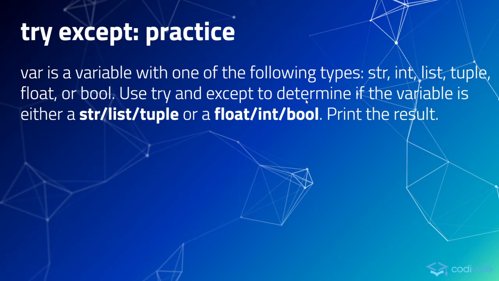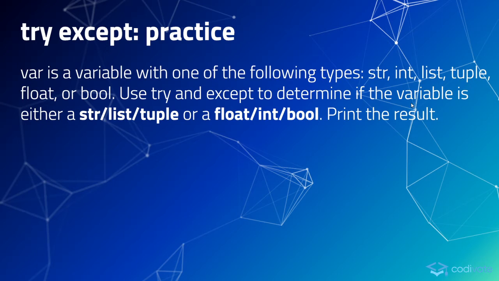You can pause the video, and if you're not sure, you can keep listening for the hint. Alright, so the hint here is: what is something that we can do with one of these groups that would cause an error if you were to do it with the other group? Because try and except is looking for the errors. So remember, that's our approach for this. And once we get which group this is in, we have to print the result.